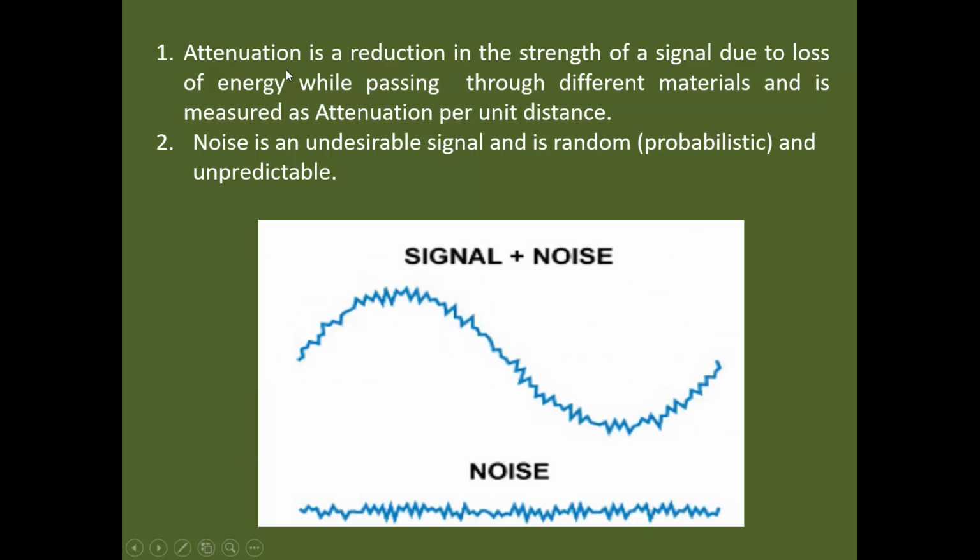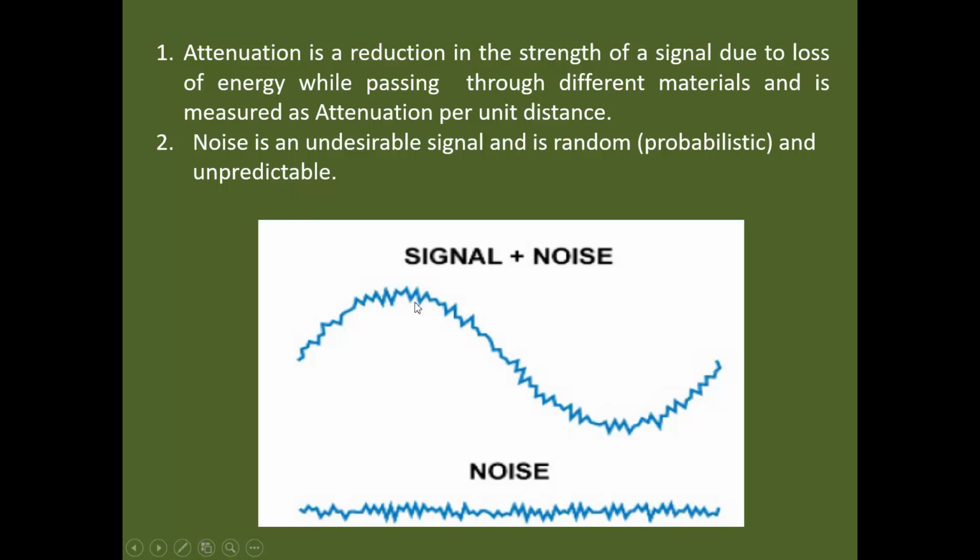Attenuation is a reduction in the strength of a signal due to loss of energy while passing through different materials, and is measured as attenuation per unit distance. Noise is another factor. Noise is an undesirable signal and is random, and we have to estimate the noise probabilistically and take the expected values of noise. When we come to the mathematical analysis, I will explain how the noise calculations are done. Noise is an undesirable signal, random and really unpredictable, right?